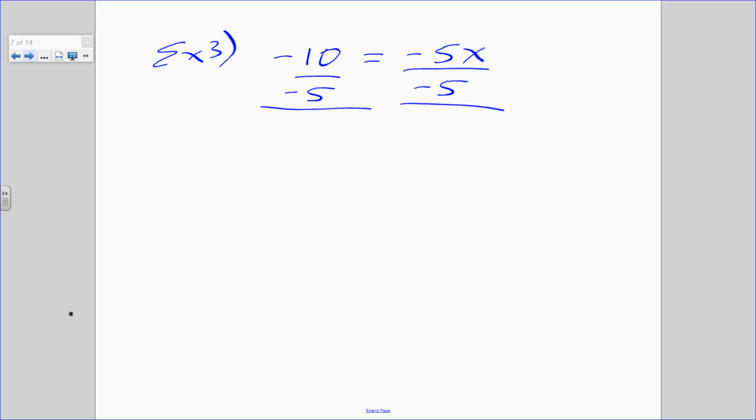Look what I do. I bring down the lines, my leftover bar. I call this my leftover bar. What's left over after the dust settles, after I do something to both sides? I bring down the equal sign. What's -5 divided by -5? 1x. But I don't have to put the 1 in front of the x because it's understood to be there. How many x's are there? 1. 1x equals 2. There's your solution.